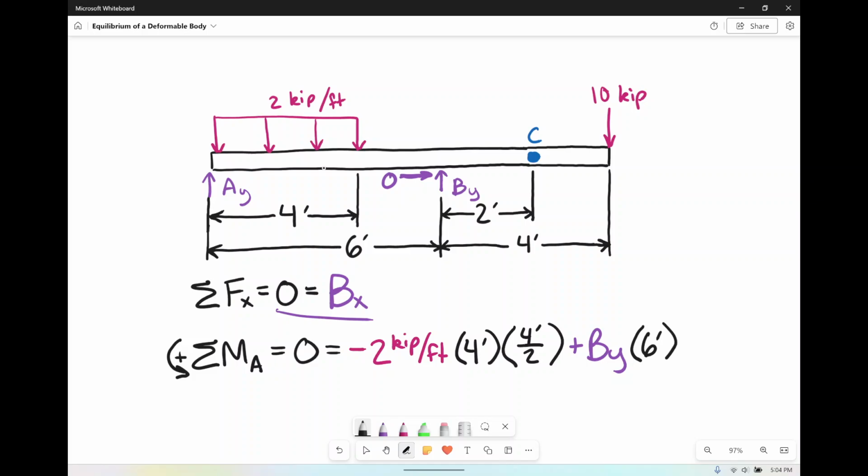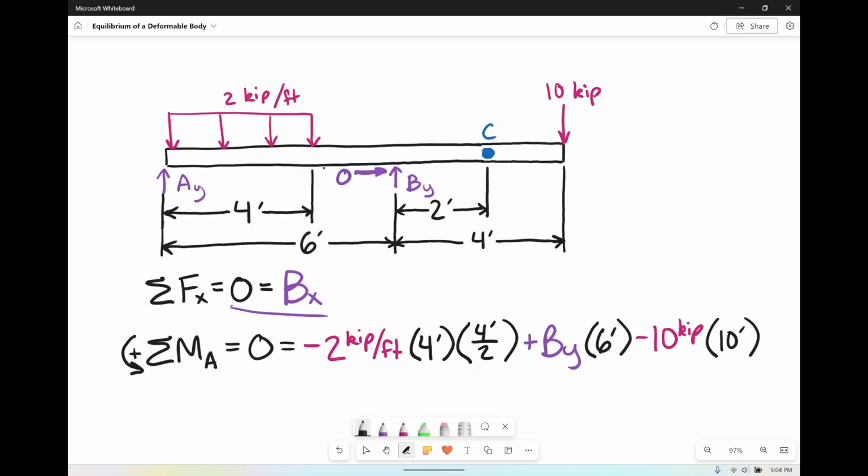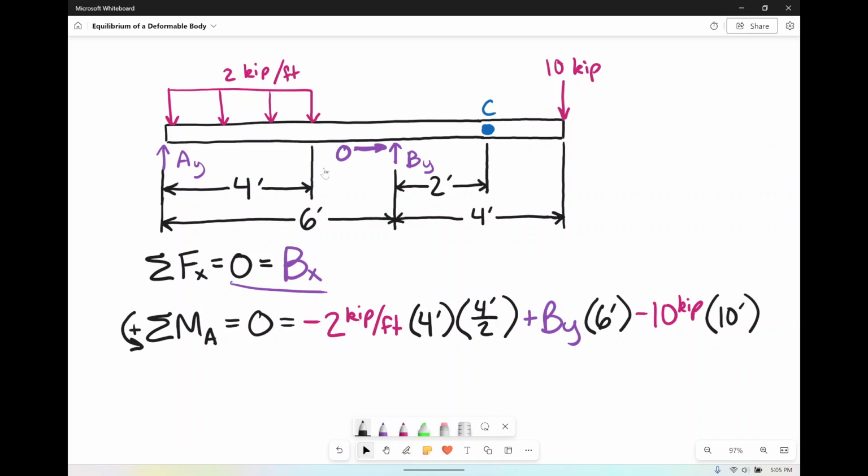Then there's point C, but point C, again, doesn't actually have any forces on him externally, so we're going to totally ignore him. And then we make it all the way over to the right, and we see the 10 kip force, and the 10 kip force going down here is going to, if we draw our arrow, be negative as it goes around A. So we have minus our 10 kip force times the distance all the way to A, which is 6 feet plus 4 feet for a grand total of 10 feet. So there we go. We got kip feet, and we got kip feet. So cool. So what we're left with is BY here.